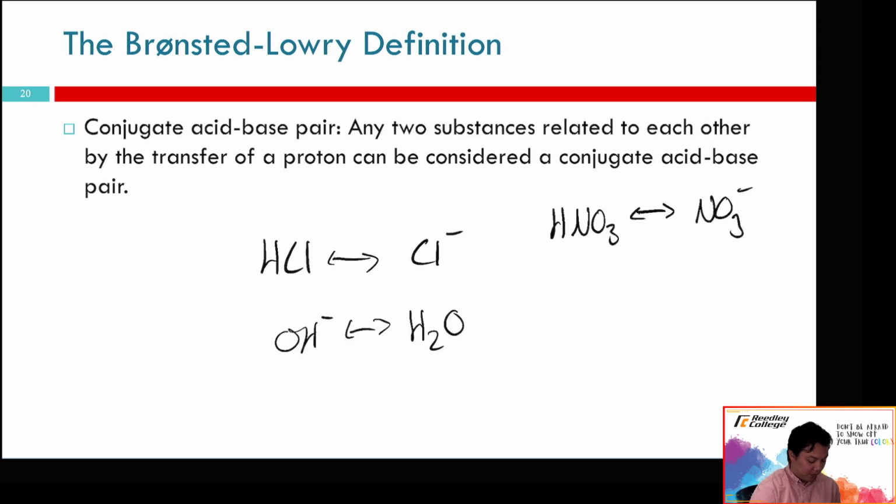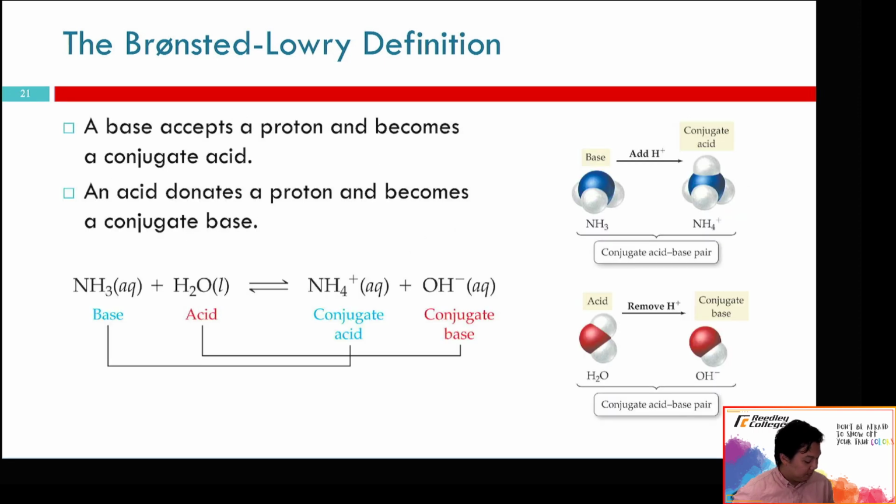This would also go for polyprotic acids. So if we had H2SO4, so it's the acid, then its conjugate base would be HSO4 minus. But that's getting into polyprotic acids, and we'll get there.